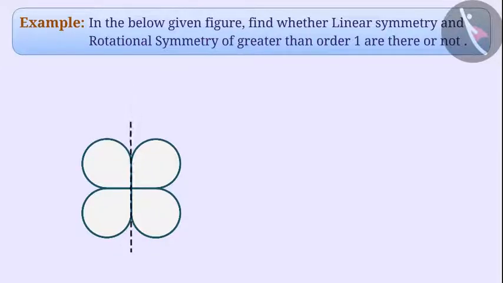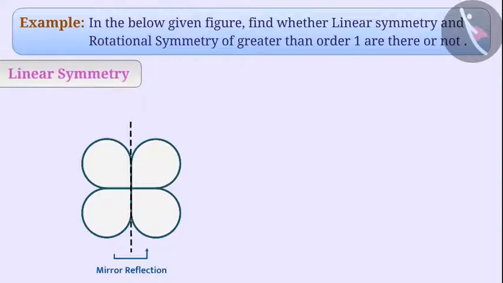When the two sides of the shape coincide when the shape is folded along a line, that is, one half of the shape is a mirror image of the other half, then we can say that the figure has linear symmetry. Here the vertical line divides the shape in such a way that the left half of the shape is a mirror image of the right half. Hence, the figure has linear symmetry.